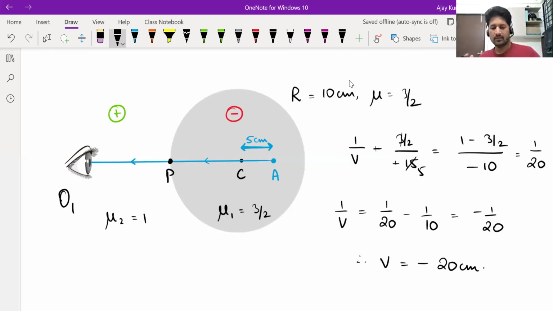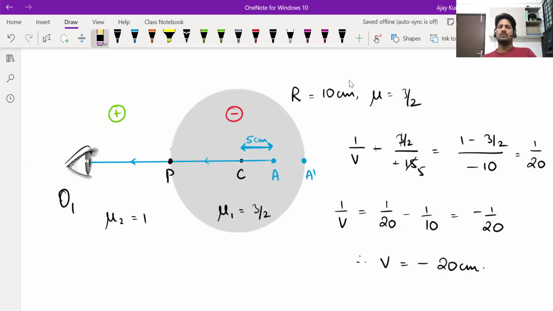Which means the image forms on the negative side. Negative side means right side, at 20 centimeters. Radius is 10. 10 plus 10, 20, means the image appears to be here. So basically what happens, the rays that are actually emerging from this point bend before entering the person's eye. They bend such that they appear to be coming from that point behind. Maybe they bend only a little bit, such that they appear to be coming from slightly farther.